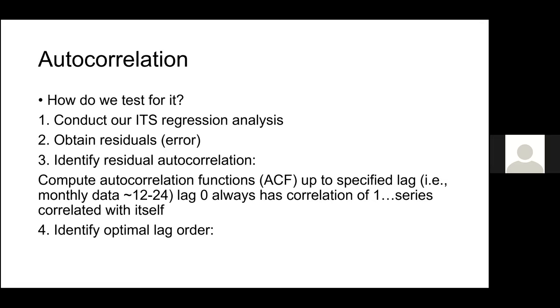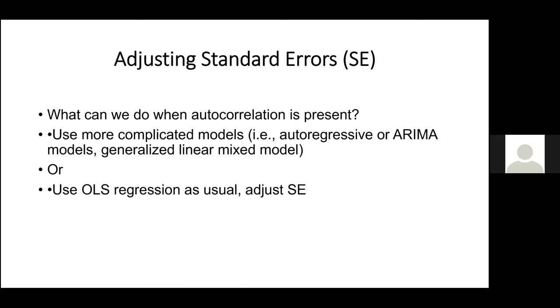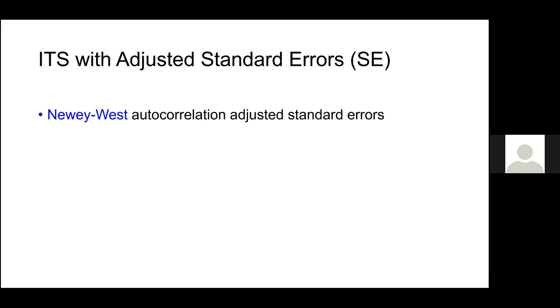Or you may say 12 months ago, which may be like 12th order, or 24 months ago, depending on really what makes sense. And in your classes in the LDA, you have learned to obtain residuals after your regression and identify residual autocorrelation. And you have also learned how to identify the optimal lag. The optimal lag order, is it lag one, lag two, lag three? Which is what you have been doing. I don't want to belabor that too much. What I wanted to do is just to show you that you can adjust for that autocorrelation.